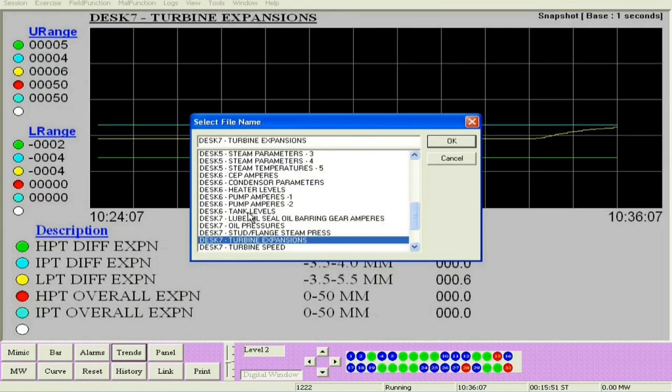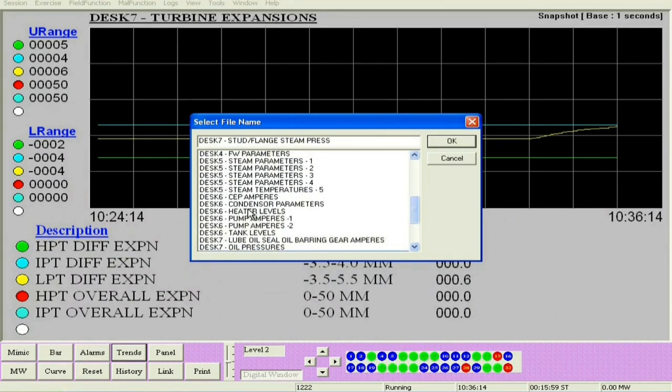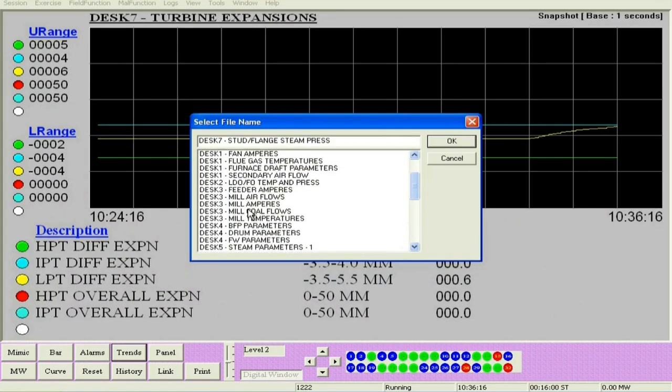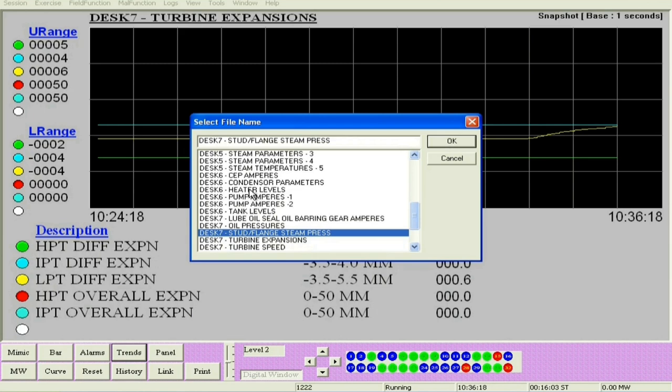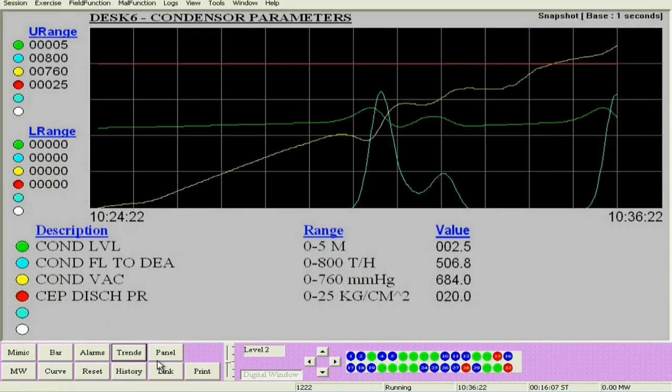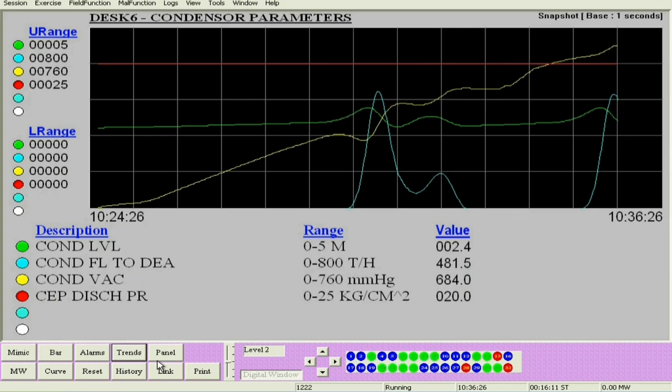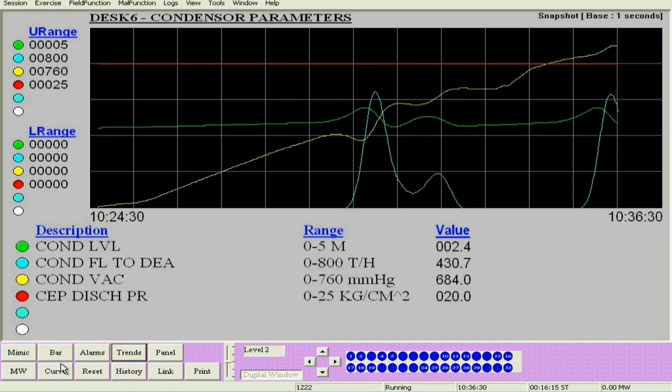Then we check the condenser parameters. Here you will be able to see the vacuum. The white graph is the vacuum that we have started, and now the vacuum has reached the maximum of 684 mm of Hg. It will show you the condensate flow and so on.